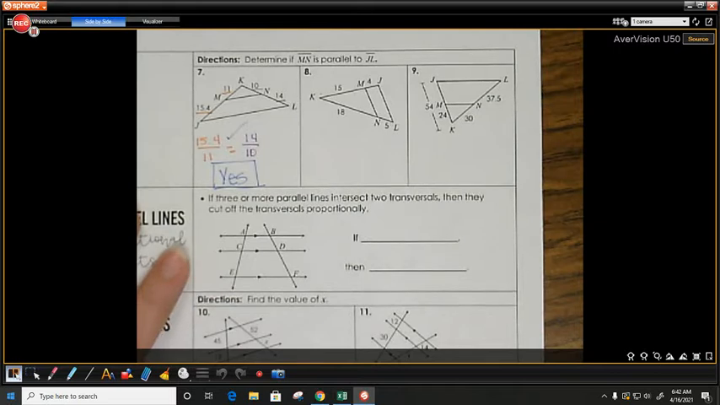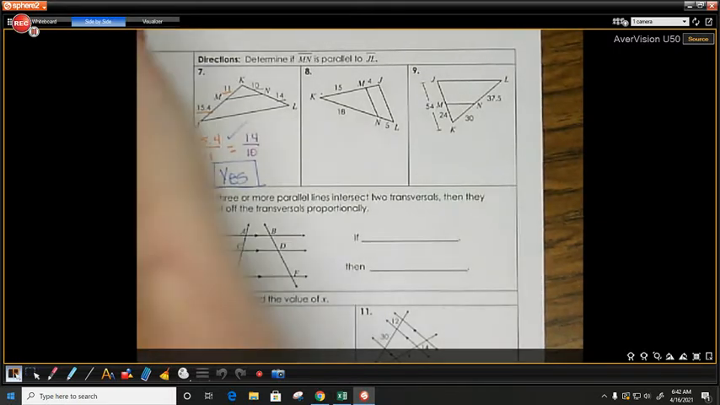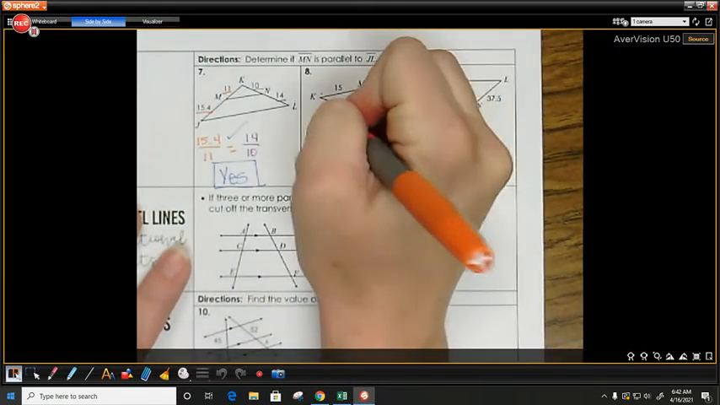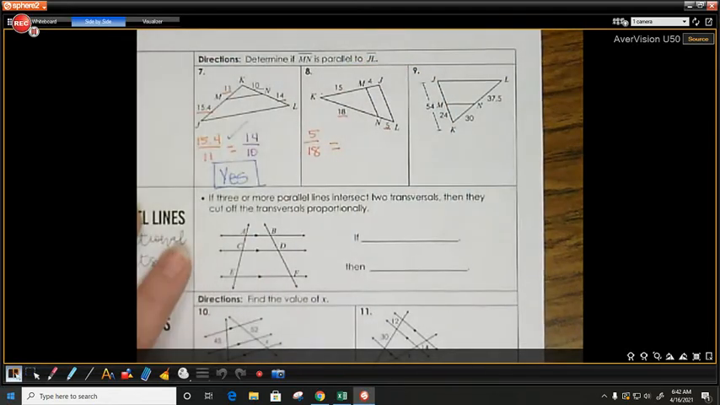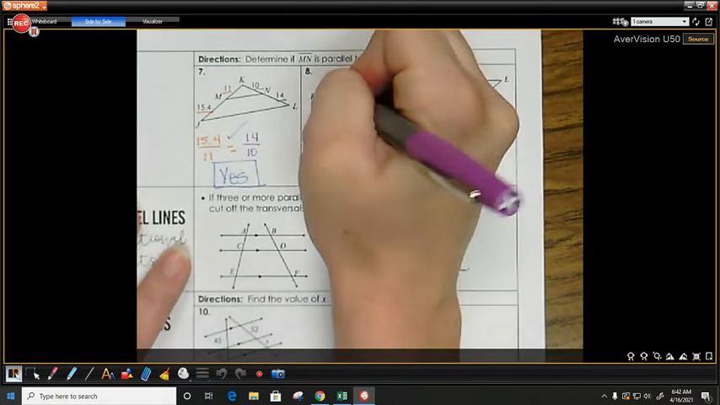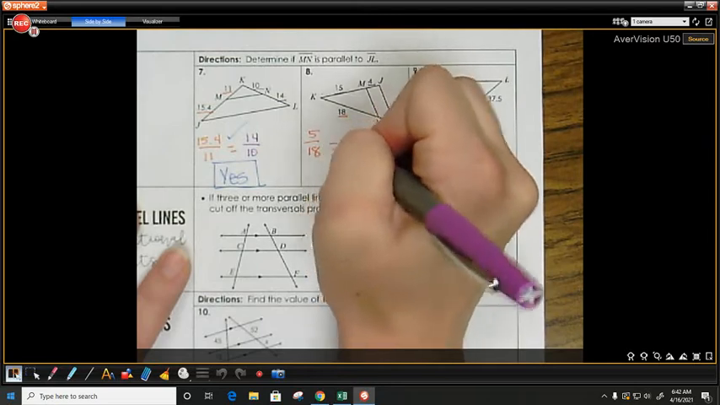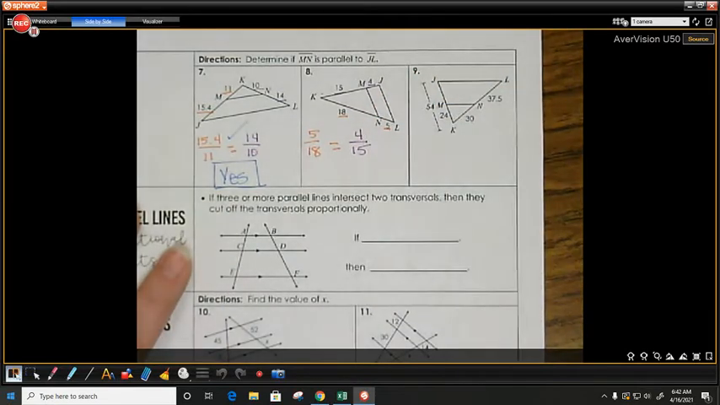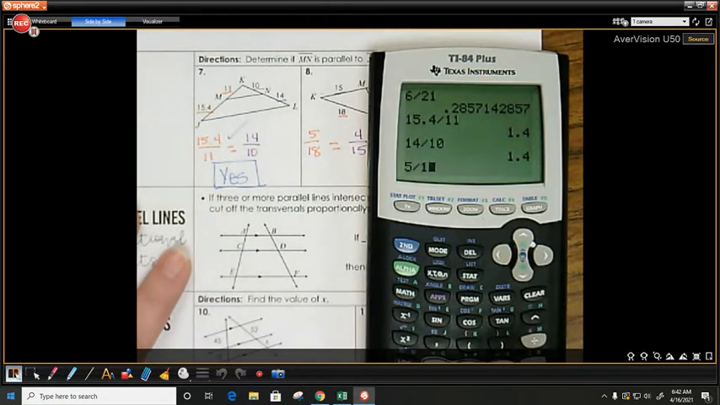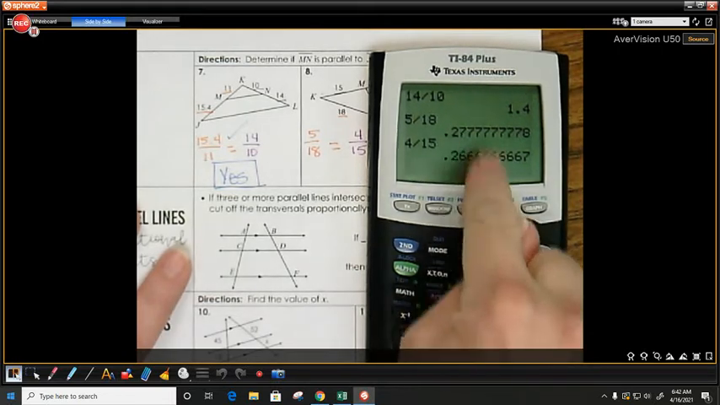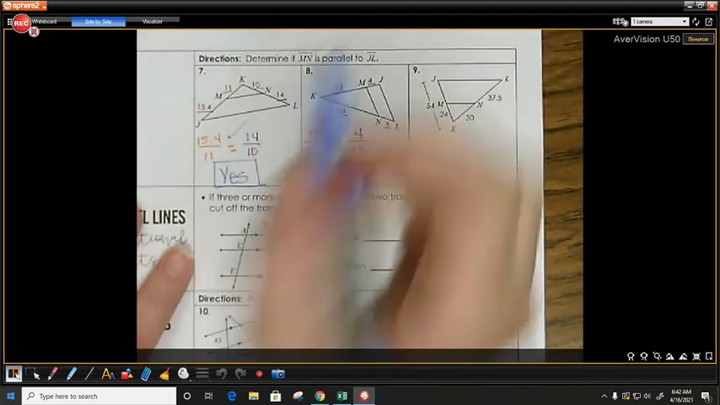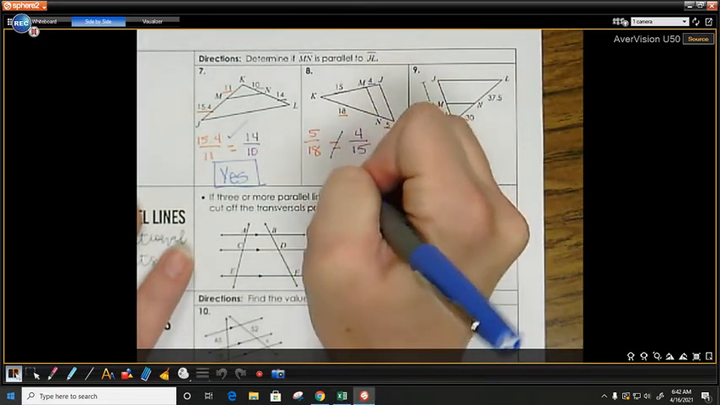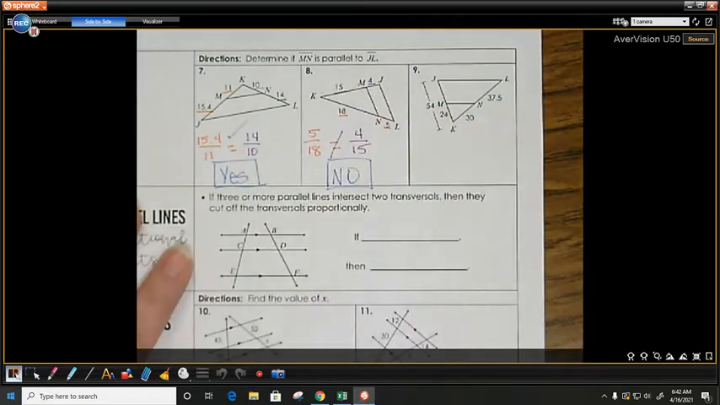Okay, next one. We are doing the same thing, so I'm going to do 5 over 18. Is that equal to 4 over 15? 5 over 18, 4 over 15. They're pretty similar, but they're not the same. So no, these are not equal to each other, meaning the lines then cannot be parallel to each other.